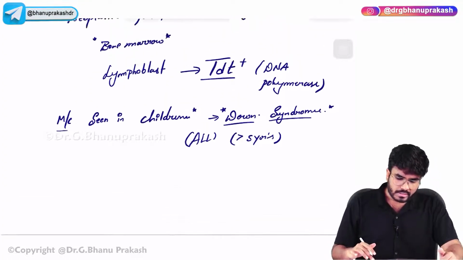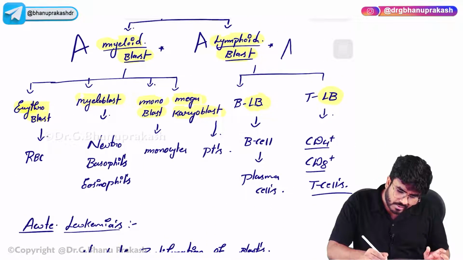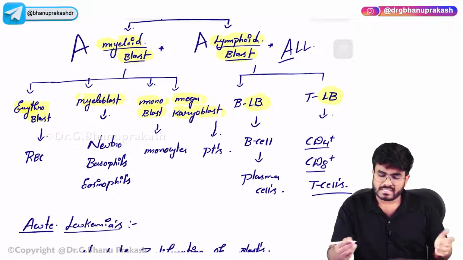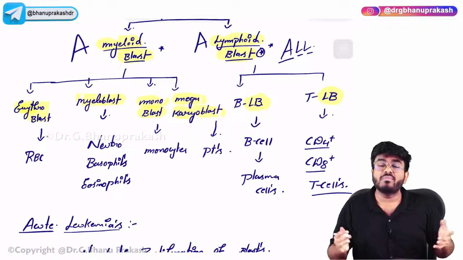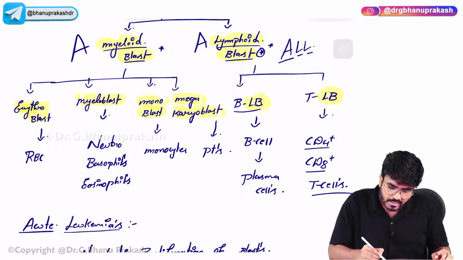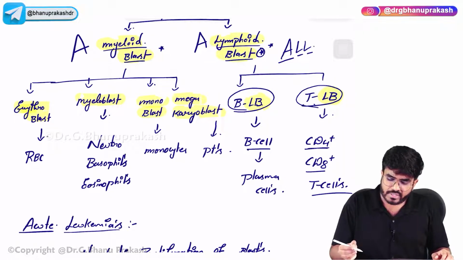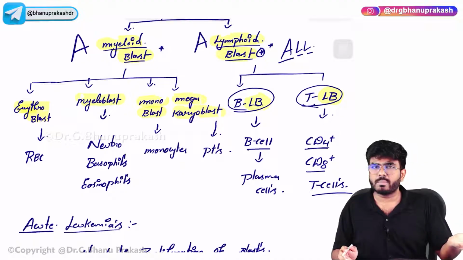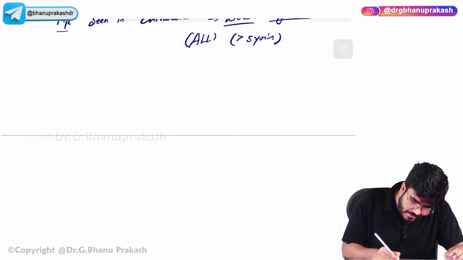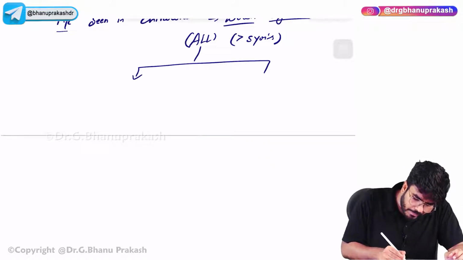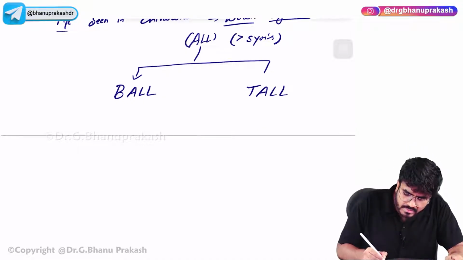Now, look at this flowchart once. Right now I am discussing ALL, acute lymphoblastic leukemia. My question to you: how many types of lymphoblasts are there? There is a B lymphoblast which will give rise to the B cells, and there is a T lymphoblast which will give rise to the T cells, CD4 positive and CD8 positive T cells. So how many types of ALL are possible? ALL can also be of two types: B-ALL, simply called ball, and T-ALL, simply called tall.